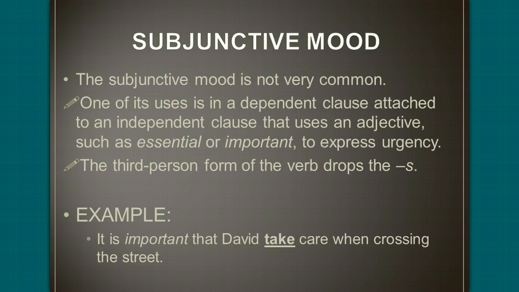The subjunctive mood is not very common. One of its uses is in a dependent clause attached to an independent clause that uses an adjective such as essential or important to express urgency. The third person form of the verb drops the S. For example, it is important that David take care when crossing the street.